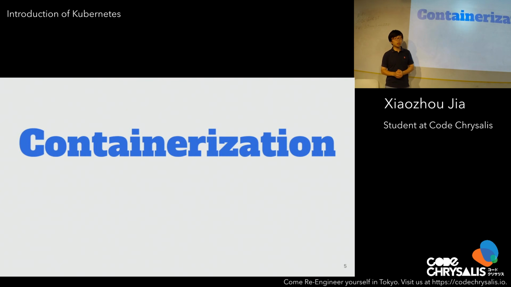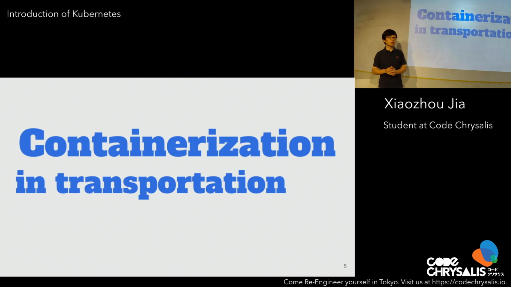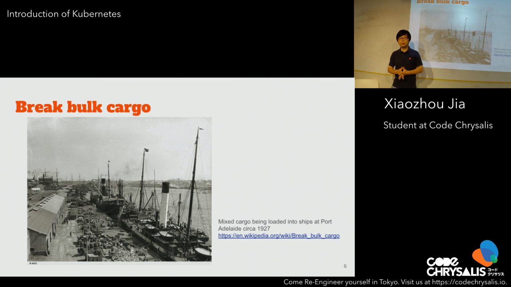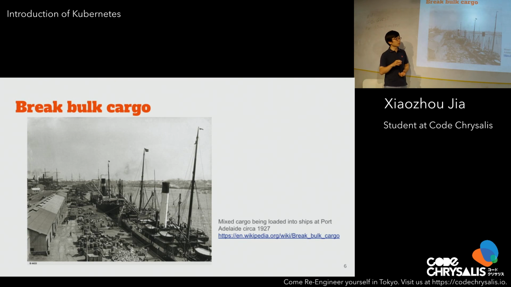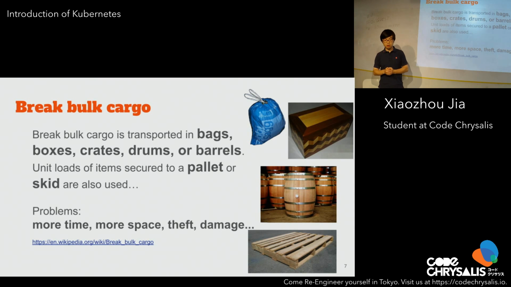So let's get started from containerization, but in a totally different business. This is a picture from 1927. It says mixed cargo being loaded onto ships. We can see in this picture there are many shapes of cargo, waiting for people to carry them onto the ship. According to Wikipedia, this is something called break bulk cargo. It seems that people were using different ways, bags, boxes, to load items into ships.